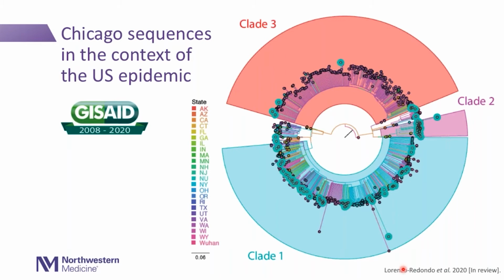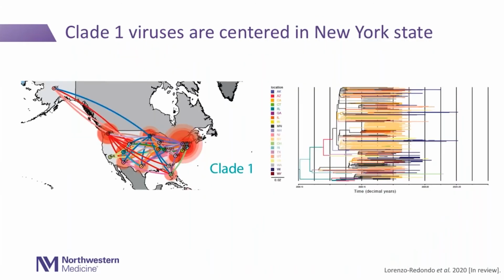So we could take this information, and as I indicated earlier, use it to map it onto the geographical spread, but then also try to understand when these viruses were being introduced into our population. So going clade by clade, here we're just showing the geographic spread of clade 1 at this point in mid-March.